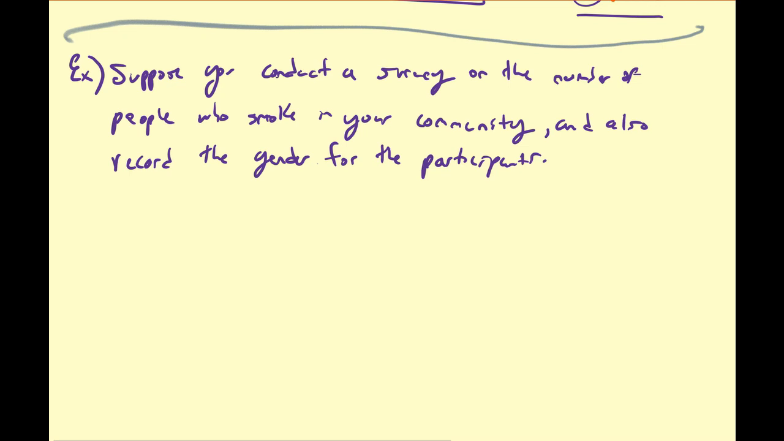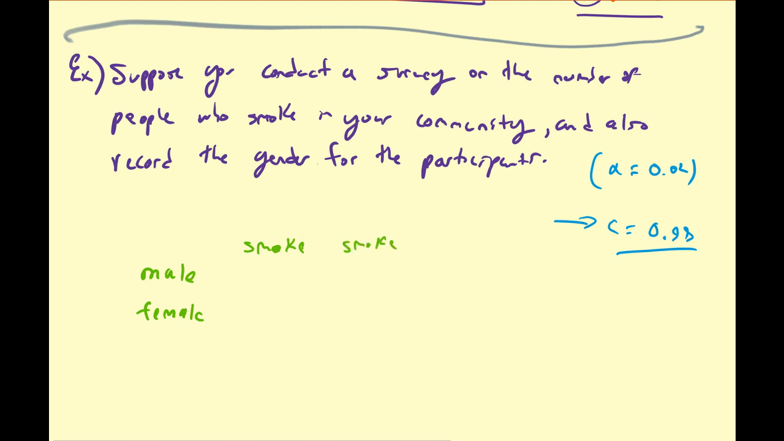And let us also suppose that we are going to work at a significance level of 0.02. So the probability of making a type 1 error is going to be 2%. So if we make that assumption, we're going to let C be equal to 98. So we're going to construct a 98% confidence interval for the population proportion of something. So let's assume that we get the following data. So let's assume we have two gender categories, male and female. And we have two categories for smoking, smoke or does not smoke.